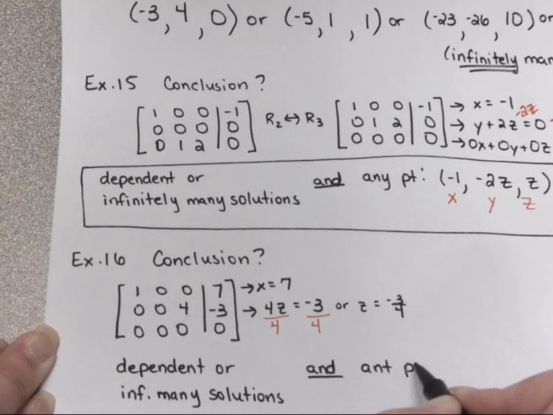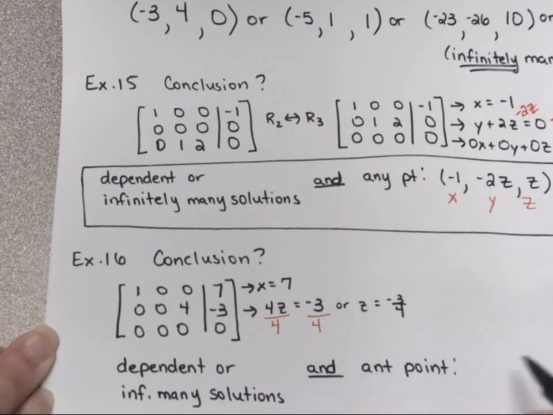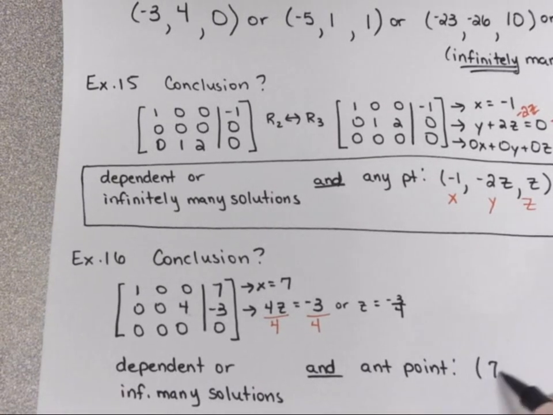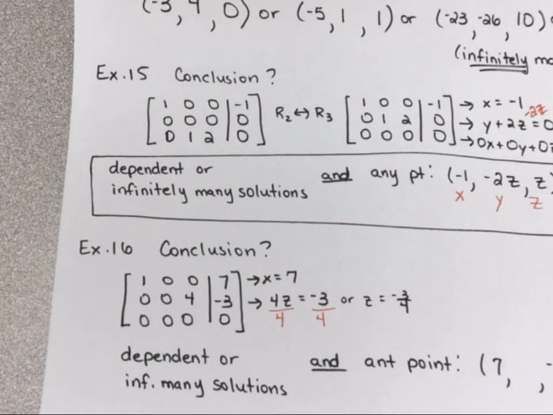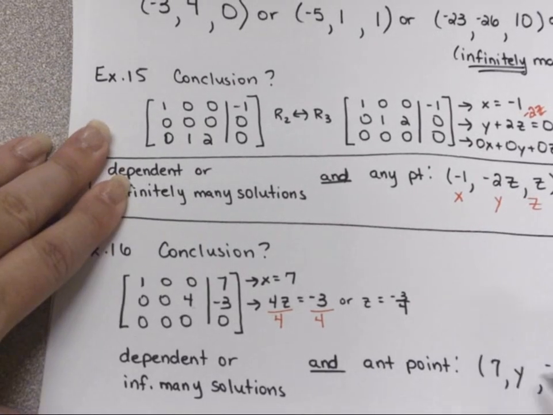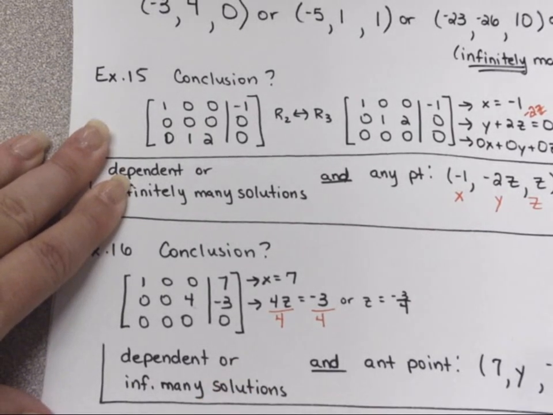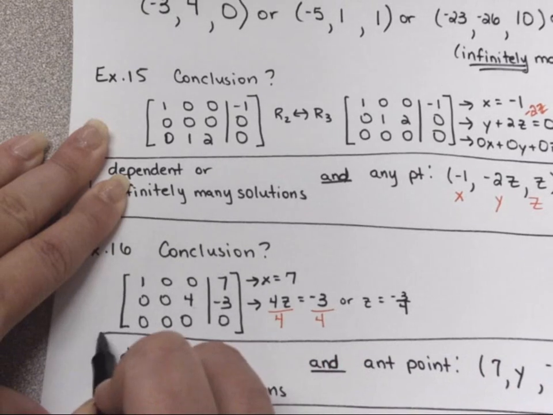And it's also any point that looks like this, right? X is set at 7. Z is set at -3/4. But y can be what? Y can be anything at all. So we're just going to call that, in this case, y, right? In other words, y can be any number you want to.